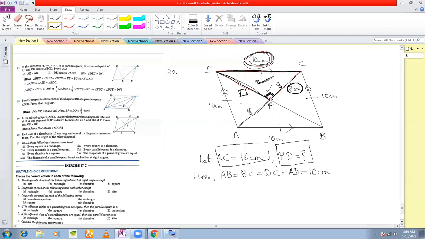Now, once we are able to find out this length, we know that the diagonals bisect each other. That means the entire length of the other diagonal will be twice of this length. Because if this is 4 centimeters, then this will also be 4 centimeters. Whatever length that you get, you double this length, you will get the entire length of BD. So that is the idea here. So let us now proceed how to write this.